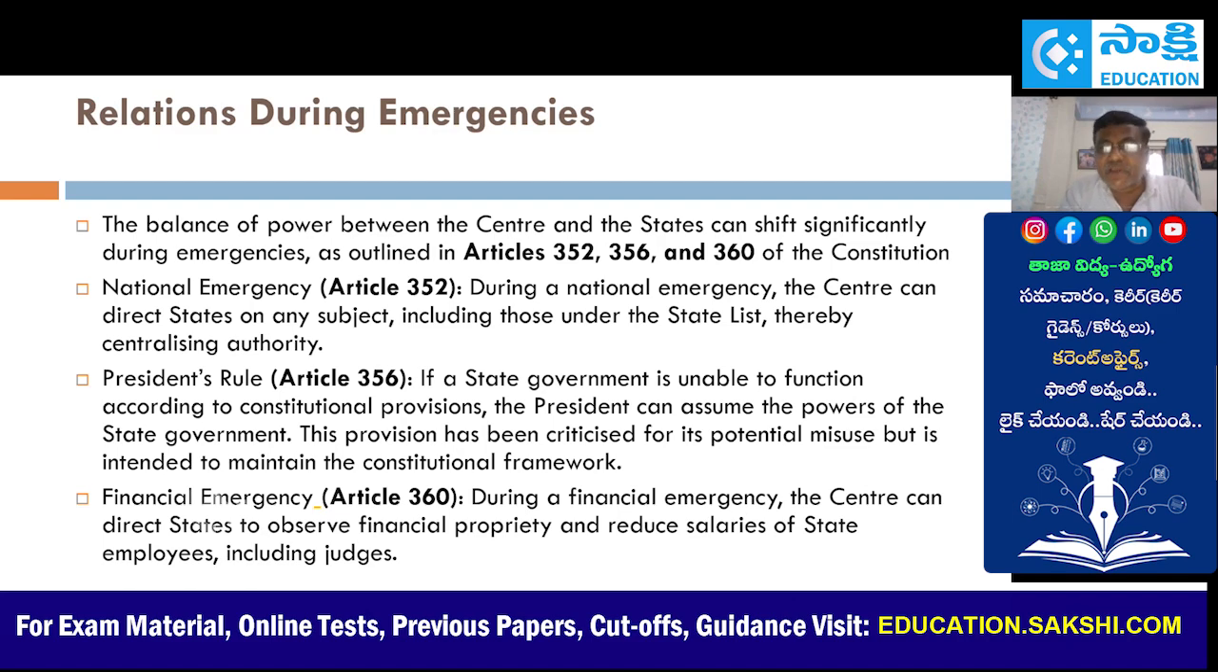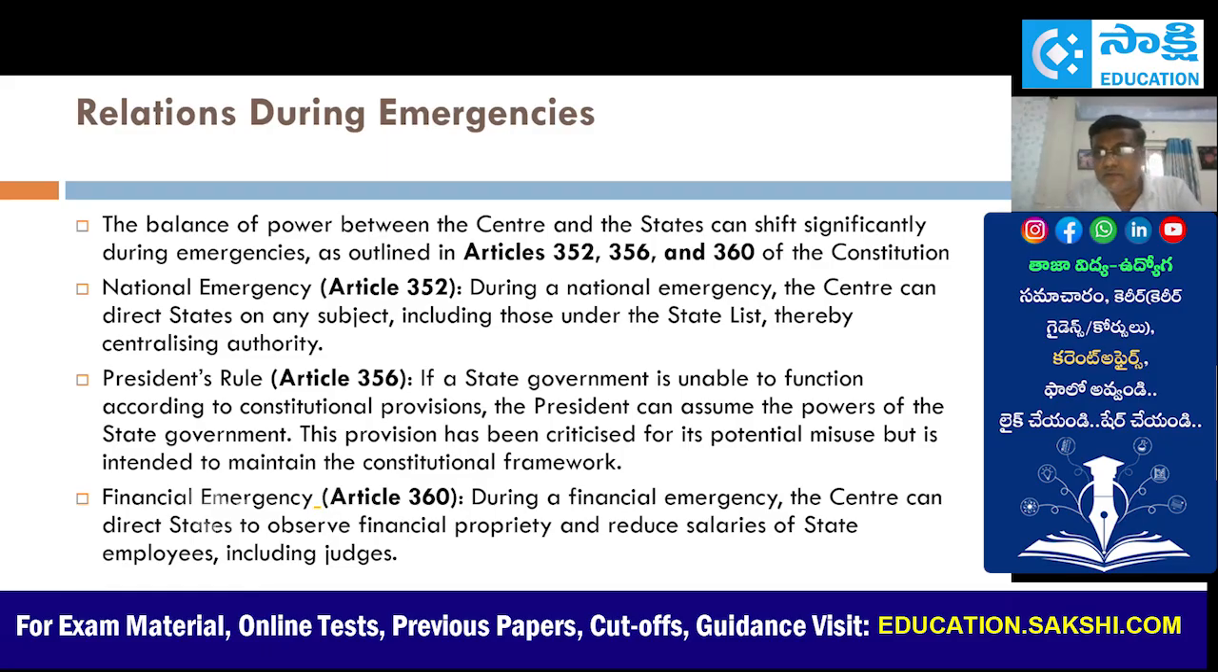They are required to reduce their expenditure. They are required to reduce the salaries of the employees, including judges also. So the Article 360 states about financial emergency.